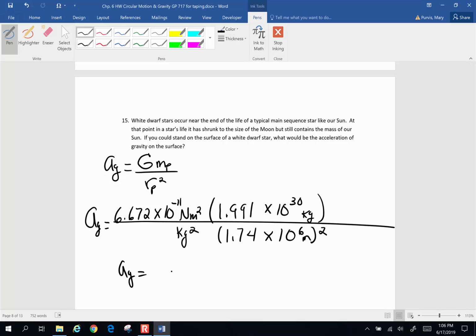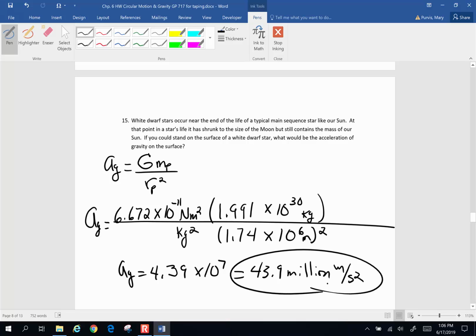6.672 times 10 to the negative 11th times 1.991 times 10 to the 30th, divided by, open parentheses, 1.74 times 10 to the 6th squared, close parentheses, equals. I ended up with 4.39 times 10 to the 7th, or 43.9 million meters per second squared. Wowza, that is a large acceleration of gravity. That is a very large amount of gravity.